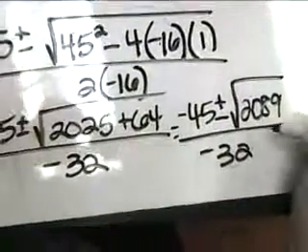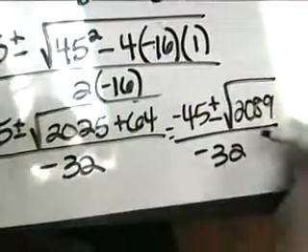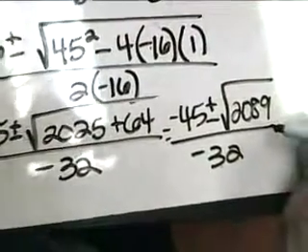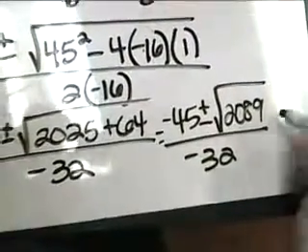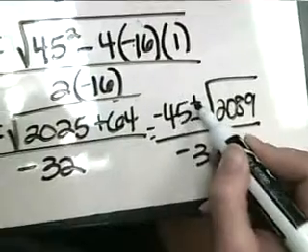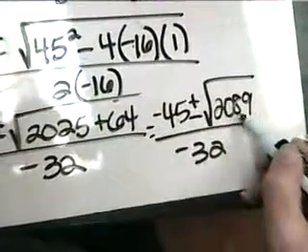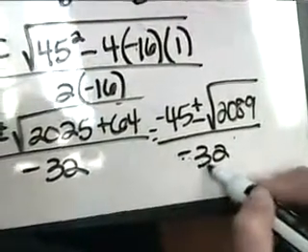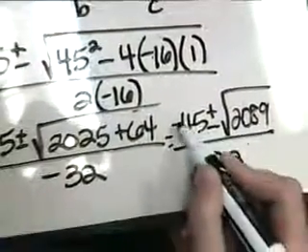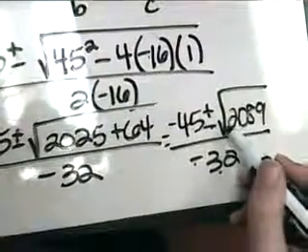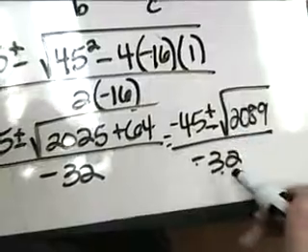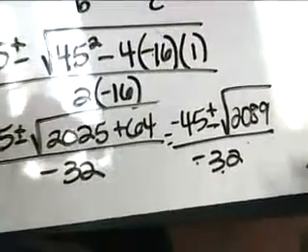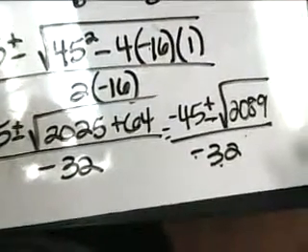Now, granted, guys, we could use the tree method to break this down, but this is a real life situation, okay? I need a decimal answer. I need an actual answer. So I'm actually going to split this up, and I'm going to do negative 45 plus the square root of 2089 over negative 32. And then I'm going to do negative 45 minus the square root of 2089 over negative 32. And I'm going to decide which one of those is more realistic.